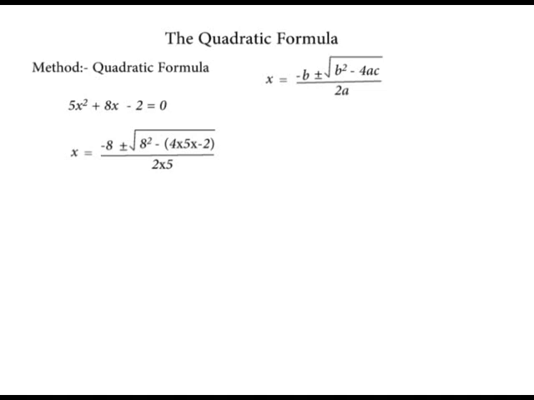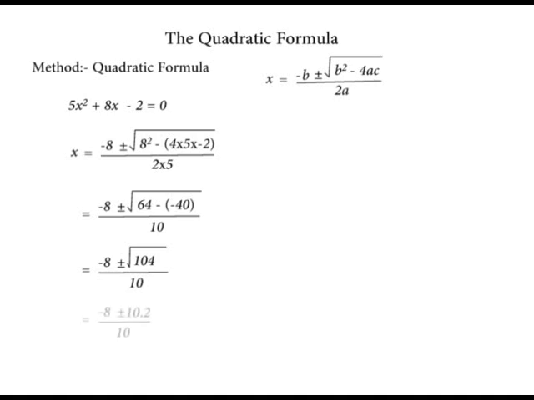That is equal to minus 8 plus or minus square root of 64 minus 40 over 10. That is minus 8 plus or minus square root of 104 over 10. That gives us minus 8 plus or minus 10.2 over 10. Minus 8 plus 10.2 over 10 will give us 0.22. If we take the negative, minus 8 minus 10.2 over 10 will give us minus 1.82.